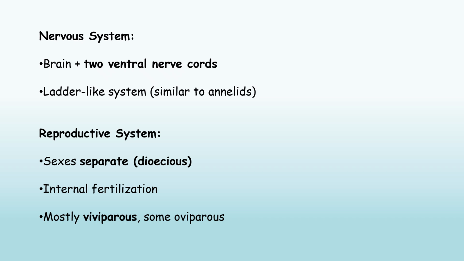Reproductive system: sexes are completely separate. The male is different, the female is different, and they exhibit internal fertilization. Most of the Peripatus species are viviparous, but we can still observe some oviparous species existing in Onychophora. So this is about the structure of Peripatus.